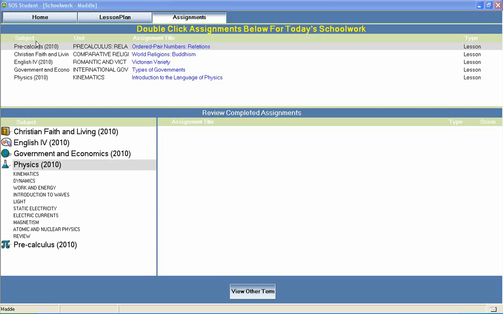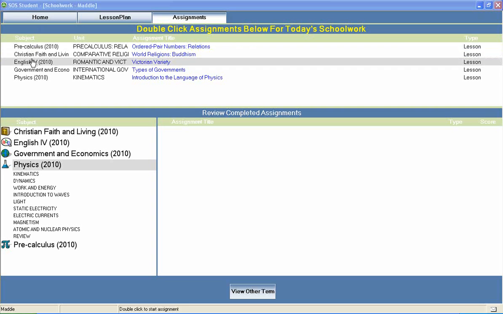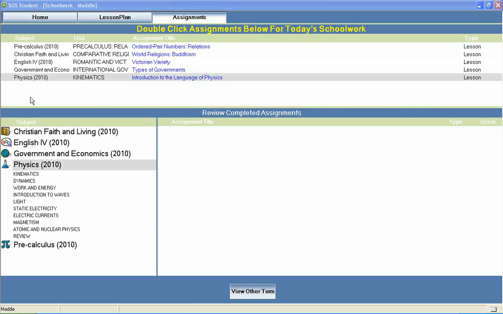Welcome to Switched On Schoolhouse, a CD-ROM-based homeschool curriculum from Alpha Omega Publications. Switched On Schoolhouse Physics is a high school science course that is typically included in a 12th grade course of study and includes units on kinematics, work and energy, light, electric currents, atomic and nuclear physics, and much more.